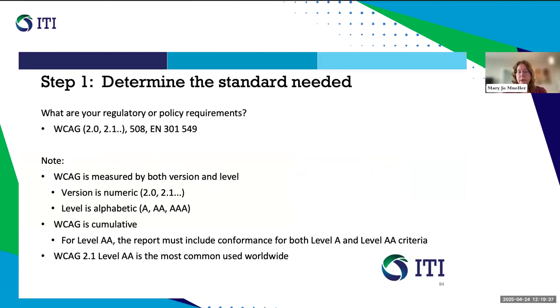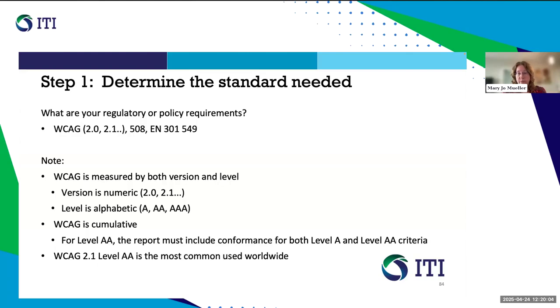Depending on what regulatory or policy objectives you need to meet for your procurement process, there may be different standards or WCAG versions that will need to be in your ACR. Do you need WCAG only? If so, what version? Or do you need to meet Section 508 or the EN 301-549? Remember, WCAG has versions and levels. Level AA is the most commonly required.